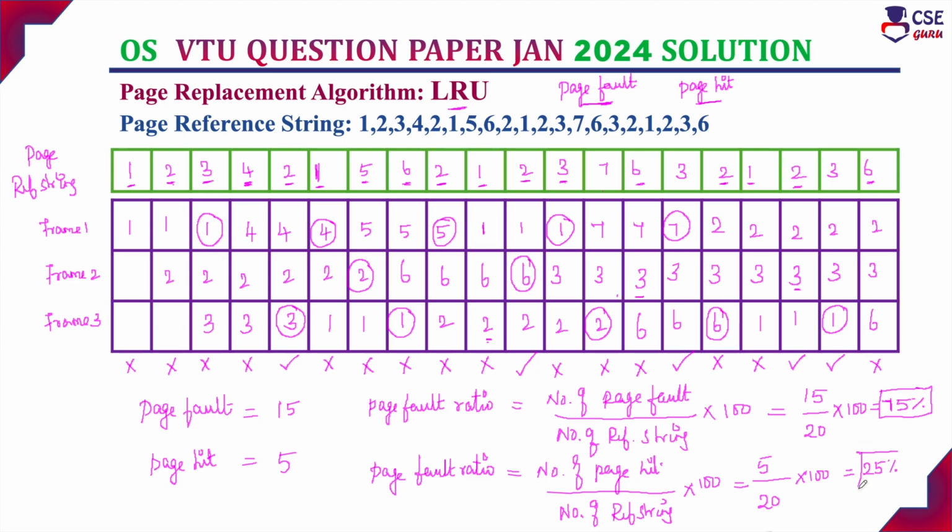So in this case also, for this given reference string, the page fault ratio is very high, 75%. For the same reference string, we have implemented the FIFO algorithm also. In that, the page fault ratio is 80%. So comparatively, the FIFO page fault ratio is very high, and the next is the least recently used algorithm. Here also the page fault ratio is 75%. So this is the logic of the LRU page replacement algorithm for implementing the given page reference string.